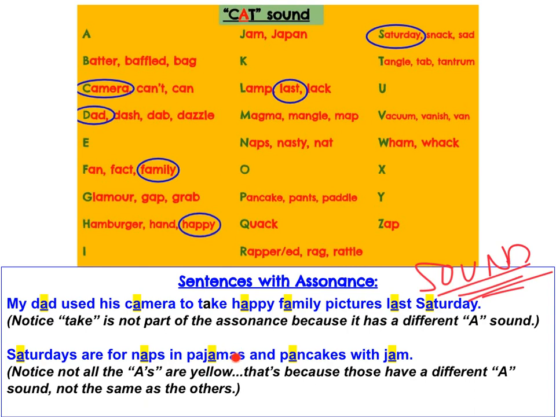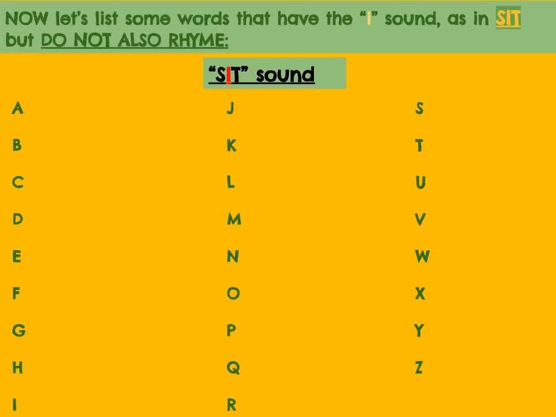Again, notice that this A is not highlighted, this A is not highlighted, because this one goes us, pajamas, we don't say pajamas, and the last part in here says its own name, K, instead of ah. So we have to think about, does it make the sound?